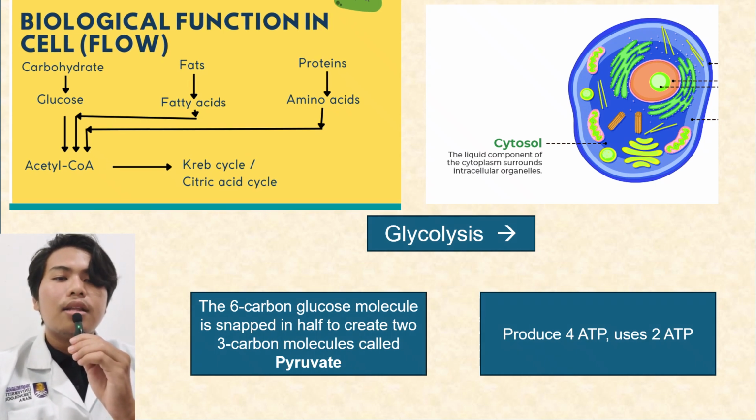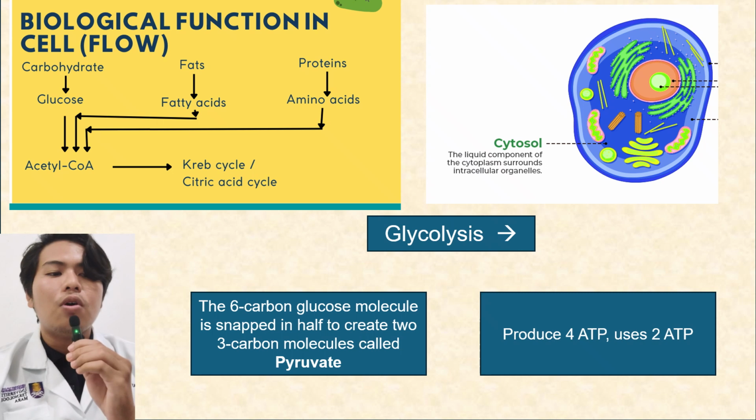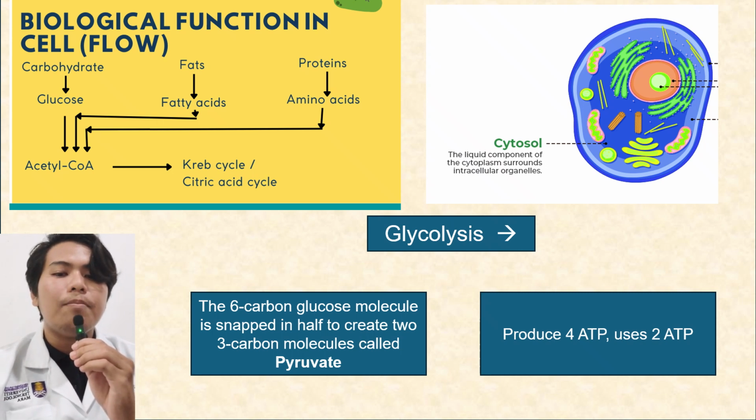Now, let us take a look at the biological function in the cell, or the flow. First, carbohydrates undergo glycolysis in the cytosol to become glucose. The 6-carbon glucose molecule is snapped in half to create two 3-carbon molecules called pyruvates. This produces 4 ATP, but it invests 2 ATP.